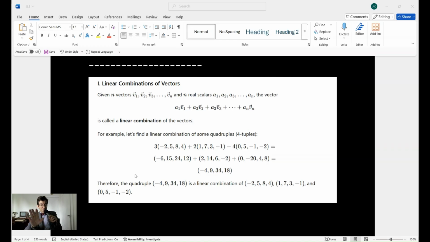But anyway, going back to more serious things, these are linear combinations of vectors. The example you see here is called a linear combination of the vectors. If you want to find the linear combination of four-tuples, you have this as an example here. The quadruple (-4, 9, 34, 18) is what we say is a linear combination of (-2, 5, 8, 4), (1, 7, 3, -1), and (0, 5, -1, -2).